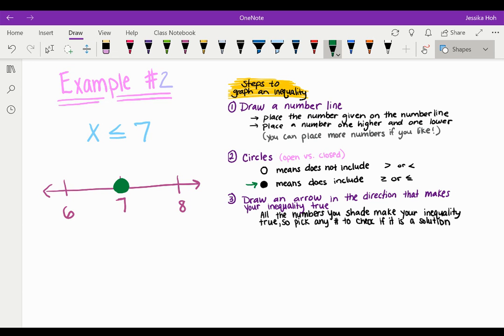Draw an arrow in the direction that makes your inequality true. If I would plug in a 6 here, is 6 less than or equal to 7? Yes, so then I would shade towards the 6. Does it mean my only possible solution is 6? No. I have possible solutions to be 7, 6, 5, 4, 3, 2, 1, and so on into the negatives. Just because I only wrote those numbers on my number line does not mean those are my only solutions.